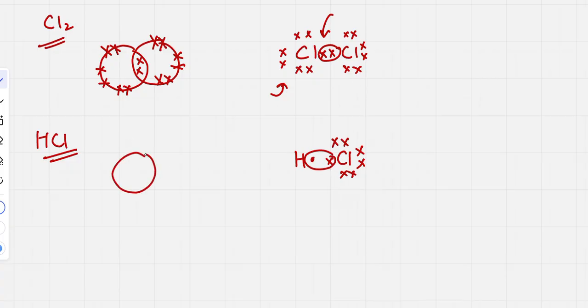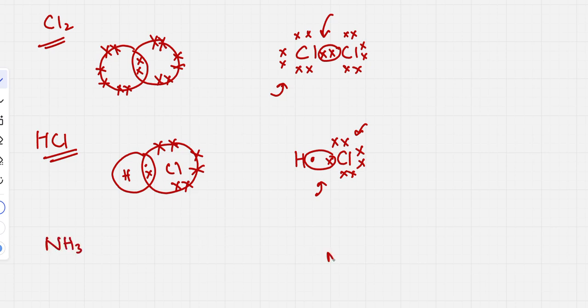So now we'll form a diagram like this over here. In the shared pair we have one dot and one cross, and then for the unbonded electrons, hydrogen has none, so we draw none for hydrogen. For chlorine it's 6, so we draw 6 electrons over here. I hope you're getting it. Then let's do NH3.